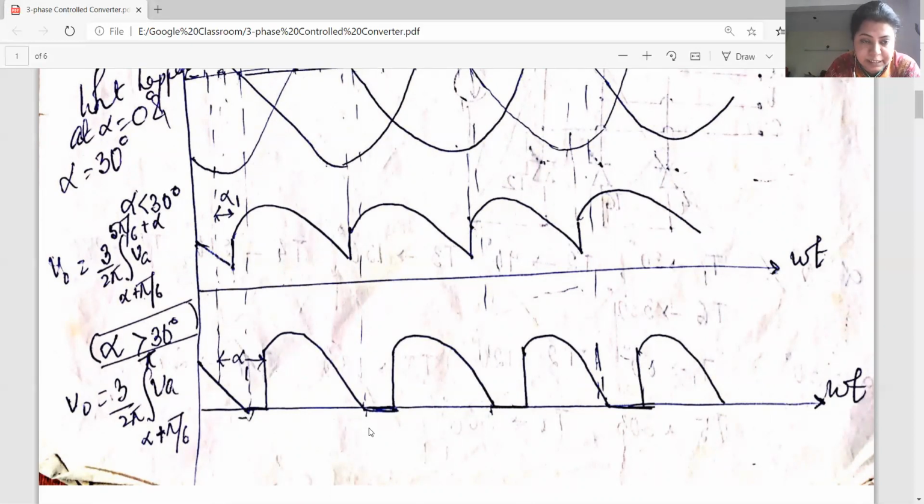You can see the expression, just refer to this in the book. You solve it for yourself. That is what you need to do. VA will be equal to VMP sine of omega t. You solve it, you integrate it, and you will be getting the expression of the average output.